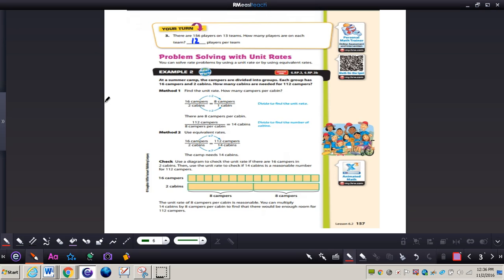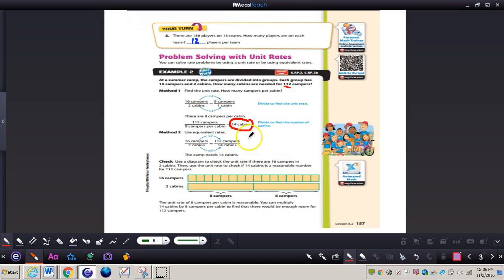Okay, so a method one of doing this is to find the unit rate, how many campers are per cabin. So we have 16 campers divided by 2 because there are 2 cabins, which gives us 8 campers in 1 cabin. Now we know that there are 8 campers per cabin, and we can take that 112 campers and divide it by 8, because there are 8 campers per cabin, and from here we can see that there are a total of 14 cabins.